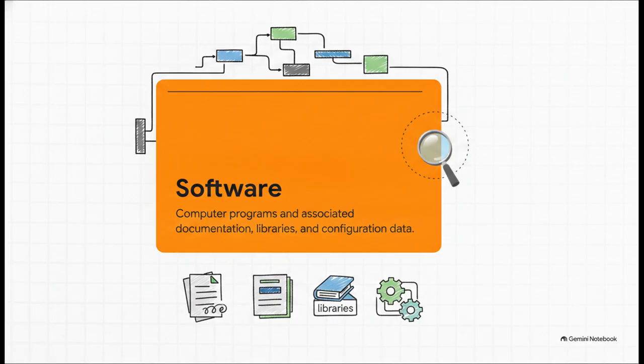But before we go any further, we really need to define our core term. When we say software in this discipline, we don't just mean the code. Software comprises computer programs and all associated documentation, libraries, and configuration data needed to make them actually useful.